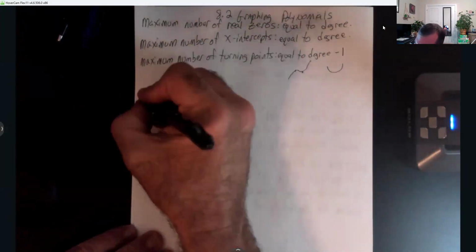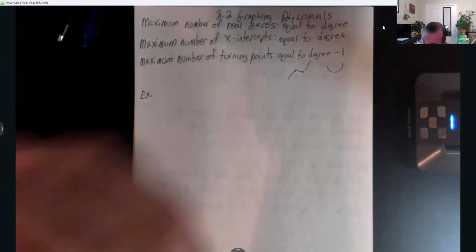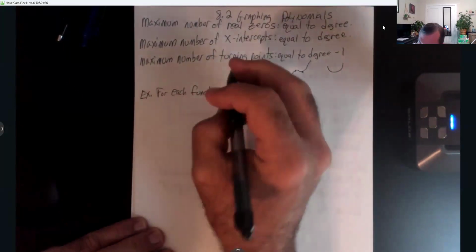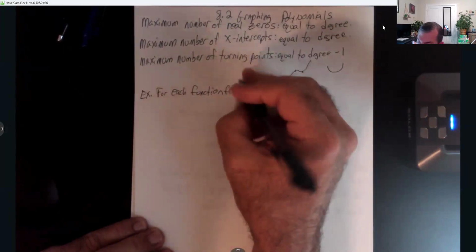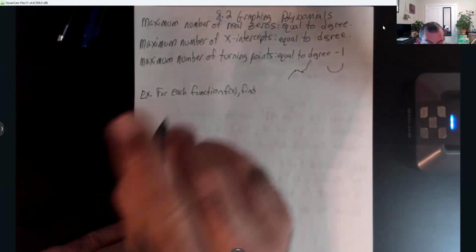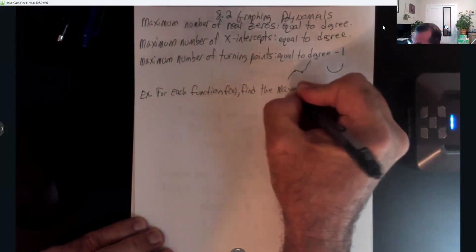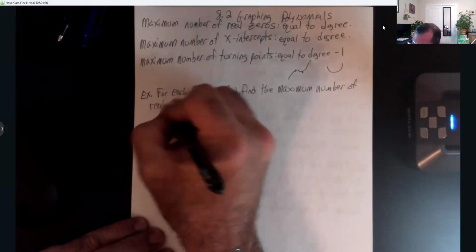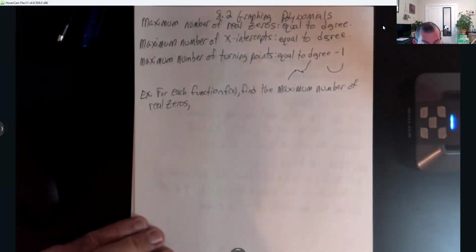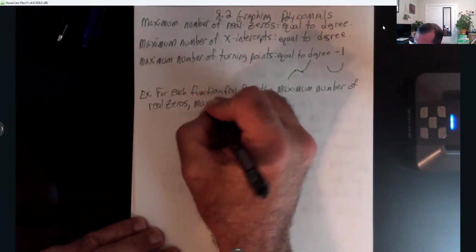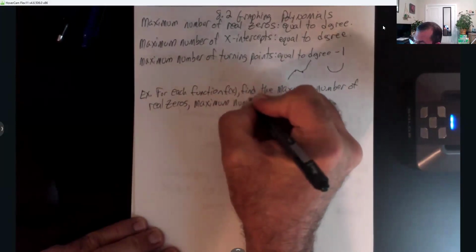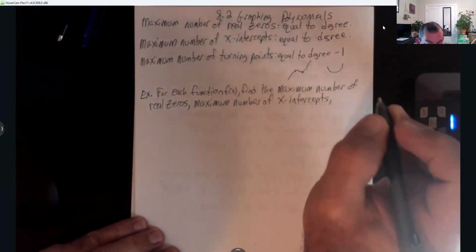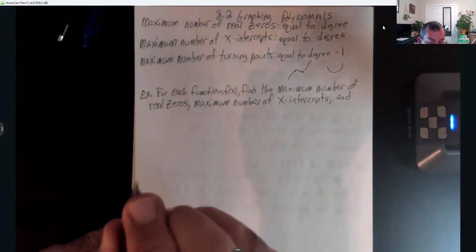So y'all knowing this, they want us for each function f of x, they want us to find the maximum number of real zeros, maximum number of x-intercepts, and the maximum number of turning points.